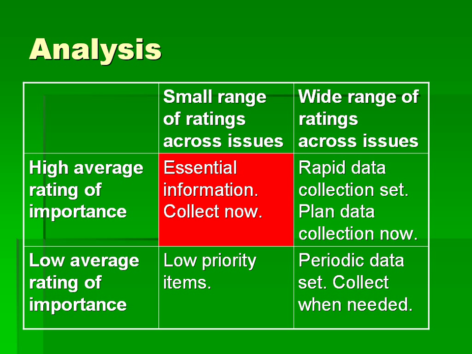Information items that have a high average rating of importance and a wide range of ratings across the issues constitute the rapid collection items. This set includes items important to most issues. For these items, we should plan a capacity to collect the information rapidly if the need arises. Information items with low average ratings of importance and a wide range of ratings across issues are the periodic data items. This set includes items that are important on some issues. These items should be collected when needed. Finally, information items that have a low average rating of importance and a small range of ratings across issues are low priority items and should be ignored.